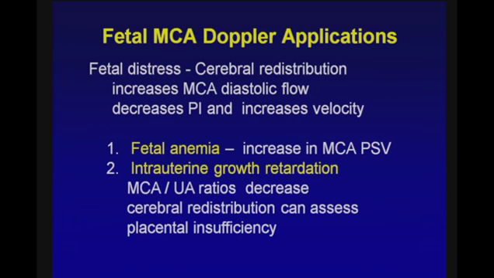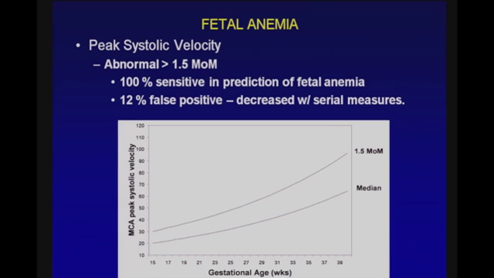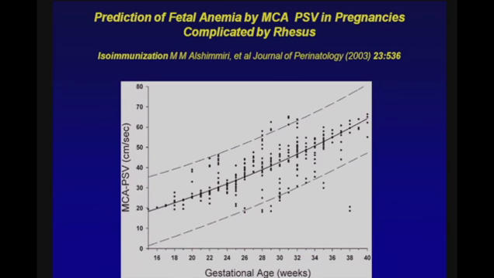Looking at the MCA, one can assess fetal anemia with an increase in peak systolic velocity, and assess for intrauterine growth retardation by looking at cerebral to umbilical ratios, which decrease when there is cerebral redistribution. With fetal anemia, peak systolic velocity can increase when there is significant anemia, and this is quite sensitive, though there is approximately a 12% false positive rate. Numerous studies have demonstrated the reliability of peak systolic velocities to assess for fetal anemia.